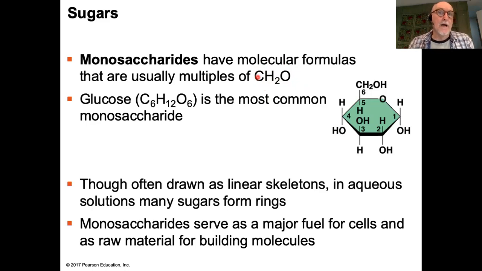In biological systems, the commonest monosaccharide is glucose. And there's an important reason for that. Glucose is the first molecule which is produced from the process of photosynthesis. Plants take carbon dioxide and they take water, and they use the sun's energy to build bonds between those atoms to form this molecule, C6H12O6.